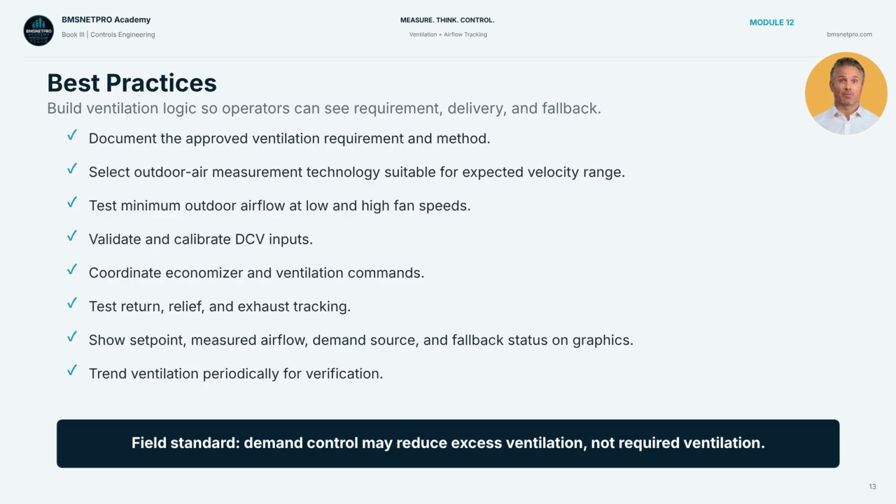Best practice begins with the approved ventilation requirement. Document the method. Select measurement technology suitable for the expected velocity range. Test minimum outdoor airflow at low and high fan speeds. Validate and calibrate demand control inputs. Coordinate economizer and ventilation commands so the economizer does not reduce required ventilation. Test supply, return, relief, and exhaust tracking. Make set point, measured airflow, demand source, and fallback status visible to operators.